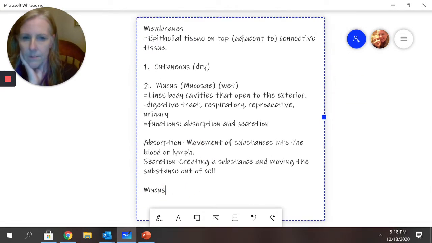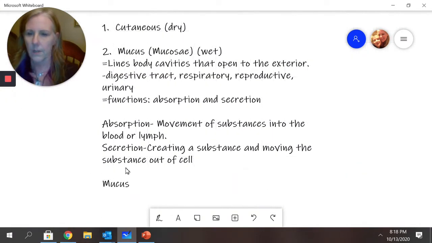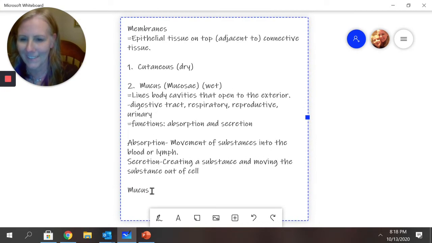My goodness. Blow it up a little bit more. All right, so mucus. I don't know. It's going to go back. All right, we're just going to go with it.